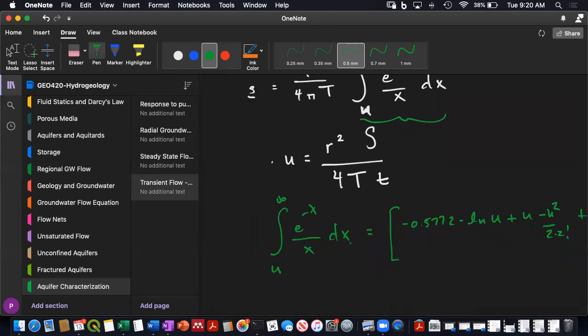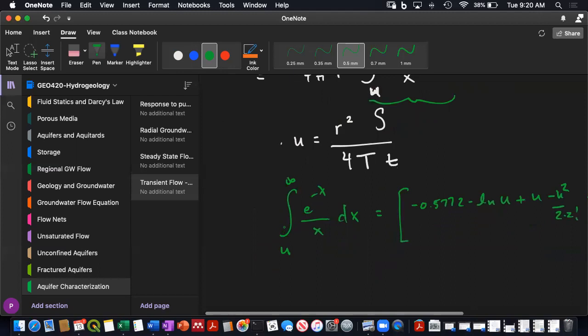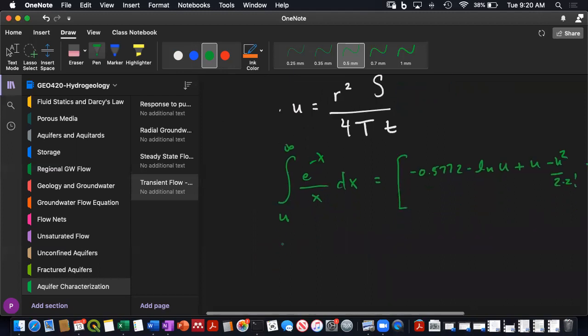All right, good news for you. Some poor math person has already solved this power series, and this integral is a well-known thing, and we're going to call it W of u, which is the well function.